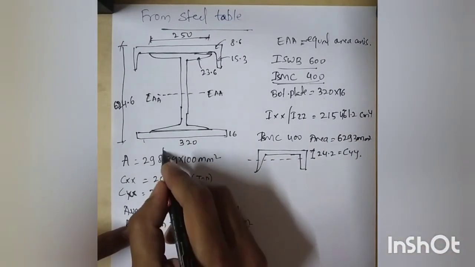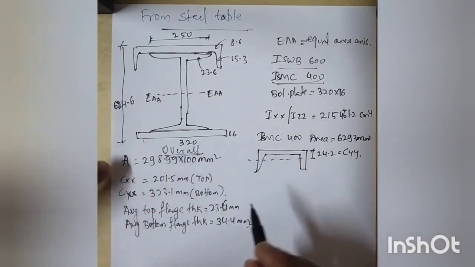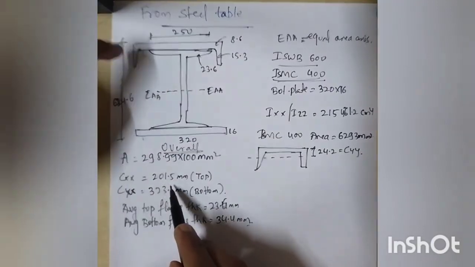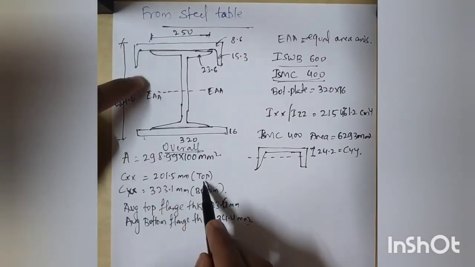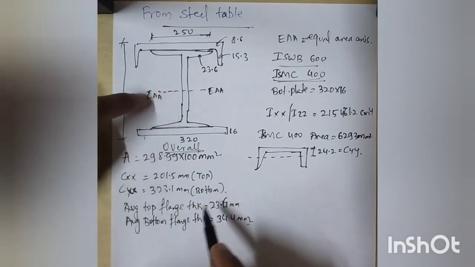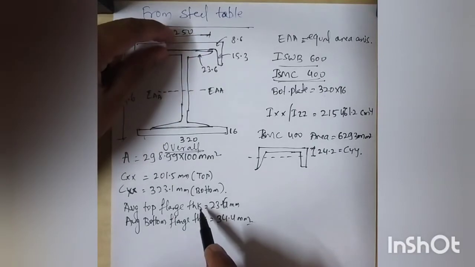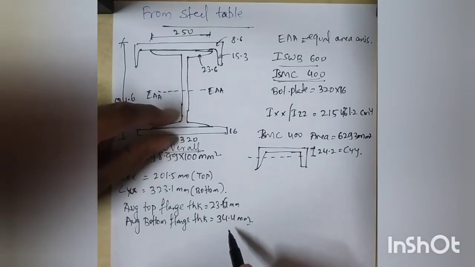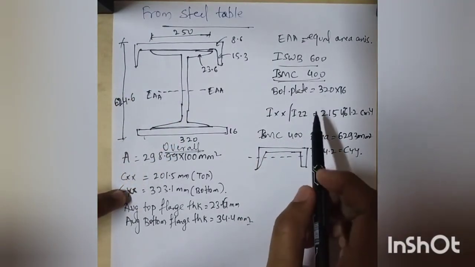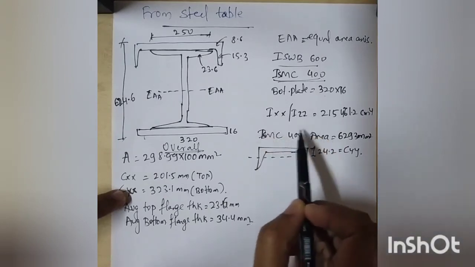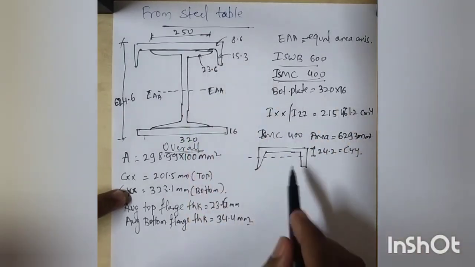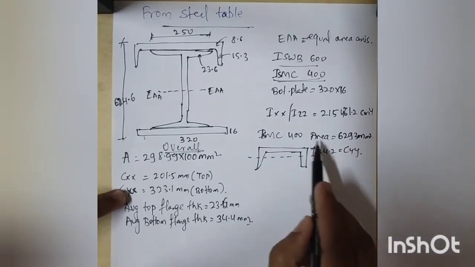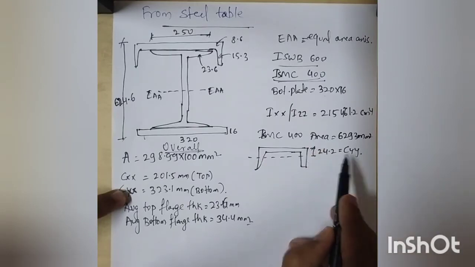And these are the overall cross-sectional properties. The area is 298.99 into 100 square mm. Then Cxx, that is the CG, is 201.5 mm from the top or 323.1 mm from the bottom. The average top flange thickness is 23.6 mm and the average bottom flange thickness is 34.4 mm. And this is the cross-sectional property of the top channel section used, ISMC 400, whose area is 6293 square mm, and the CG of that channel from the top is 24.2 mm.